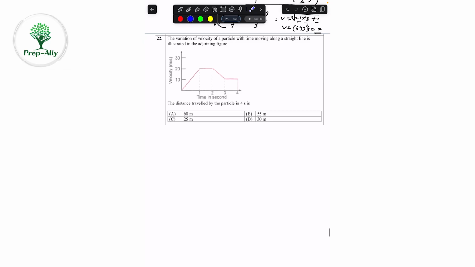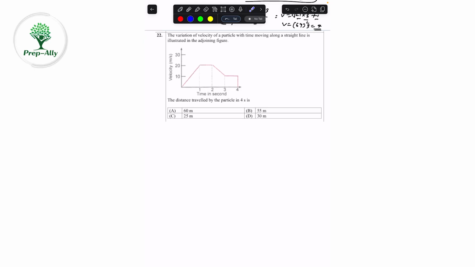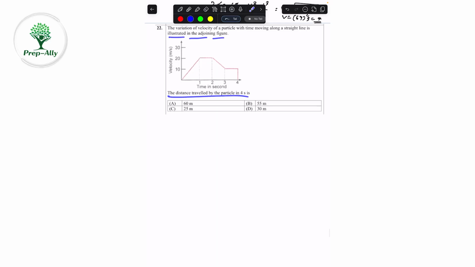We are going to solve the 22nd question of the PAVE exam. In this question, it is saying the variation of velocity of a particle moving along a straight line with time is illustrated in the adjoining figure. We have to find the distance traveled by the particle.